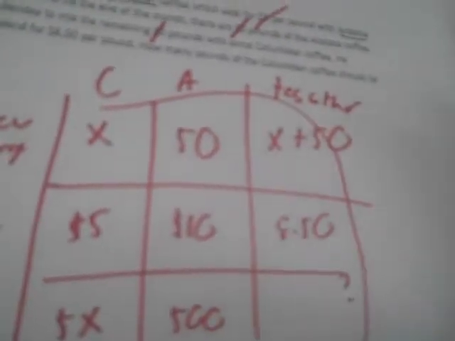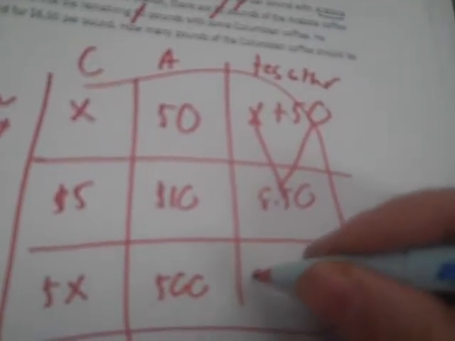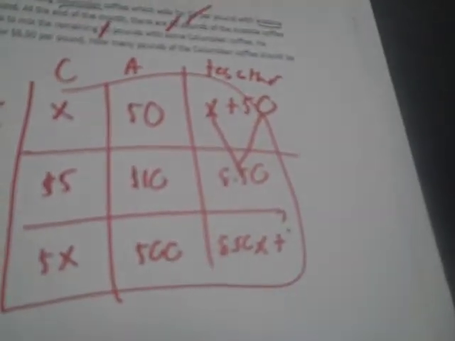$8.50. Okay, now the bottom row, it's easy. You take 5x times 5. 50 times 10 is 500. And then I got a plus here, so I need to distribute the $8.50 to each of those. So that's going to be $8.50x plus 50 times $8.50 is $425.